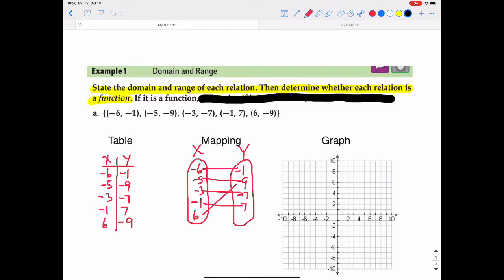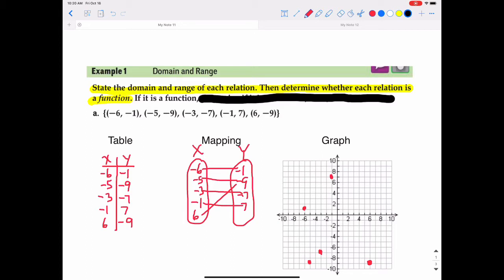And then a graph, of course, is when you put them on a coordinate plane. So we can graph all those coordinates on a coordinate plane. So we have -6, -1, which is located here. -5, -9 is down here. -3, -7 is right here. -1, +7, that's way up here. And then finally 6, -9, which is down here. Okay, and that's a graph.